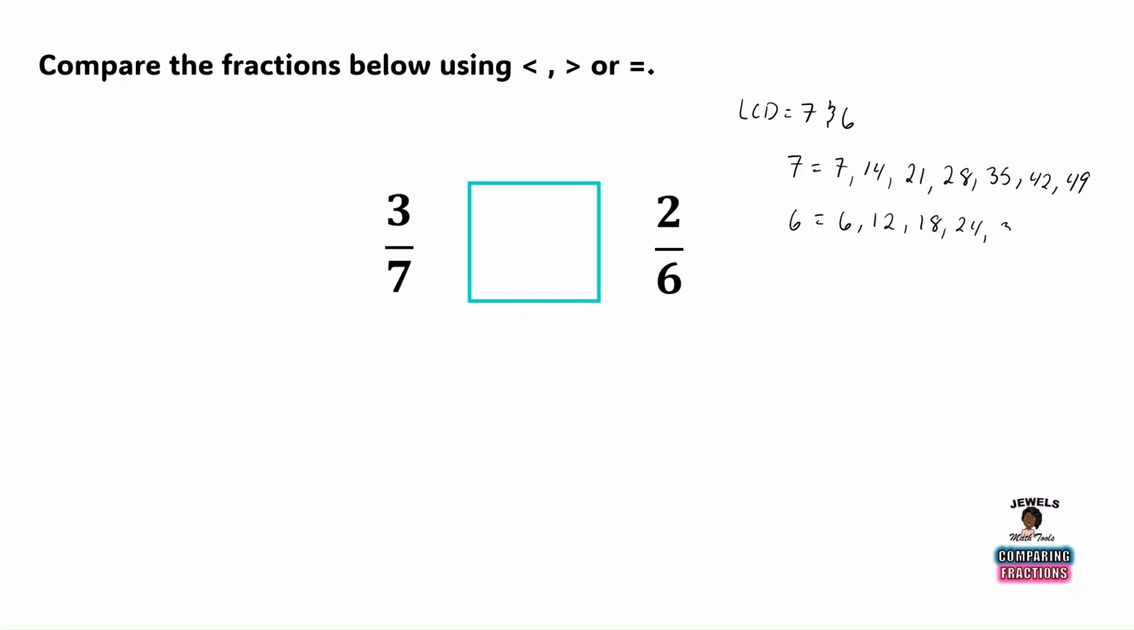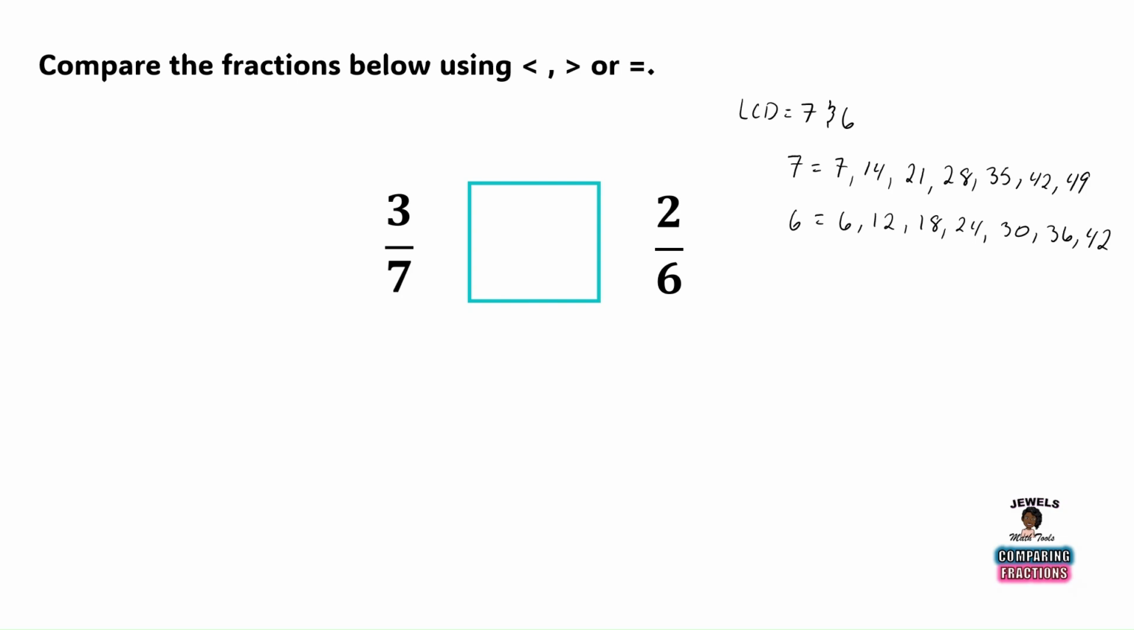24, 30, 36, and 42. We can usually start with the first 7 or first 6 and then identify where there is a common number in both of their listings. Now, for persons who do know their timetable, they will not have to go through this process because you probably would have already been able to identify a multiple of 7 and 6 that they have in common. But for my persons who are not there yet, this is how we usually find our LCD and our LCM for 2 or more numbers.